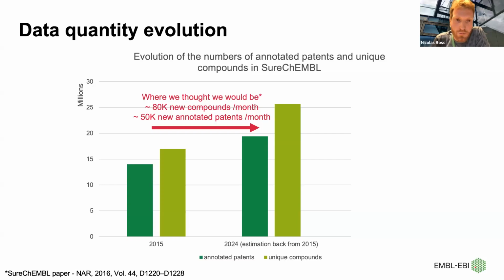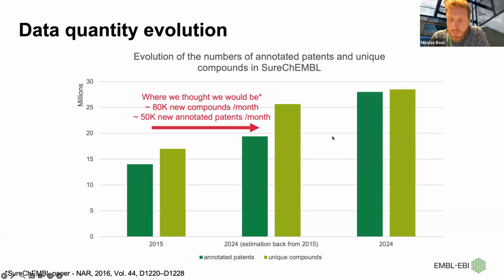The projection at that time was that if we keep extracting 80,000 new compounds per month from 50,000 annotated patents in 2024, so this year we should have extracted compounds from almost 20 million patents, for a total of just over 25 million patents. But in reality, this is where we are at the moment.